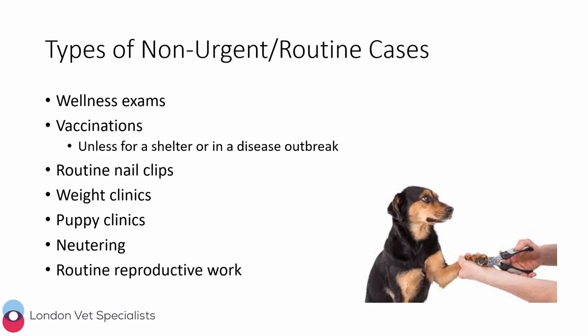So as far as some types of non-urgent and routine cases, a lot of these are going to be pretty self-explanatory. So we already talked about the wellness exams, the vaccinations. The one caveat to the vaccinations is, say, in a shelter where they've got large groups of dogs together, where that's an increased risk factor for spreading contagious diseases, or if you are in an area where there maybe is a disease outbreak where you really need to make sure these pets are staying up to date on a given vaccine. Nail clips, weight checks, puppy checks, routine neutering, and any sort of routine reproductive care like artificial inseminations are all types of cases that are considered non-urgent and routine and should therefore probably be delayed.